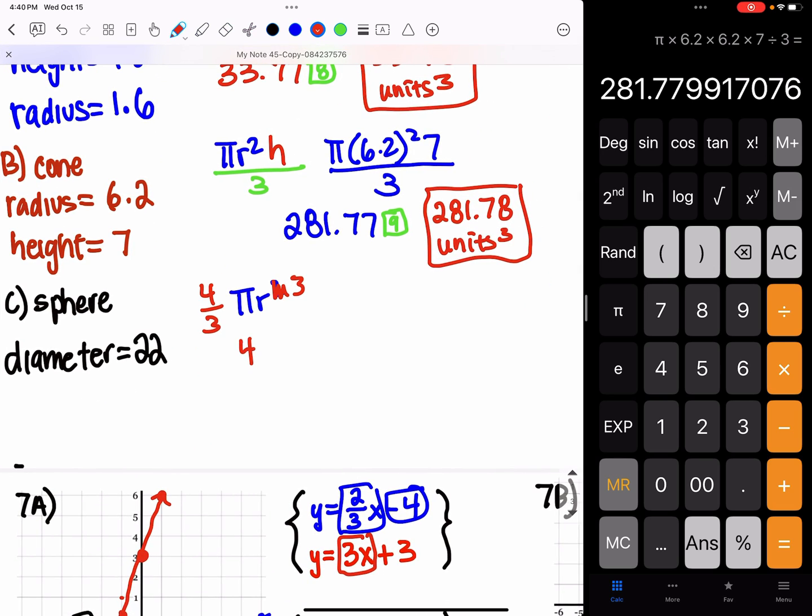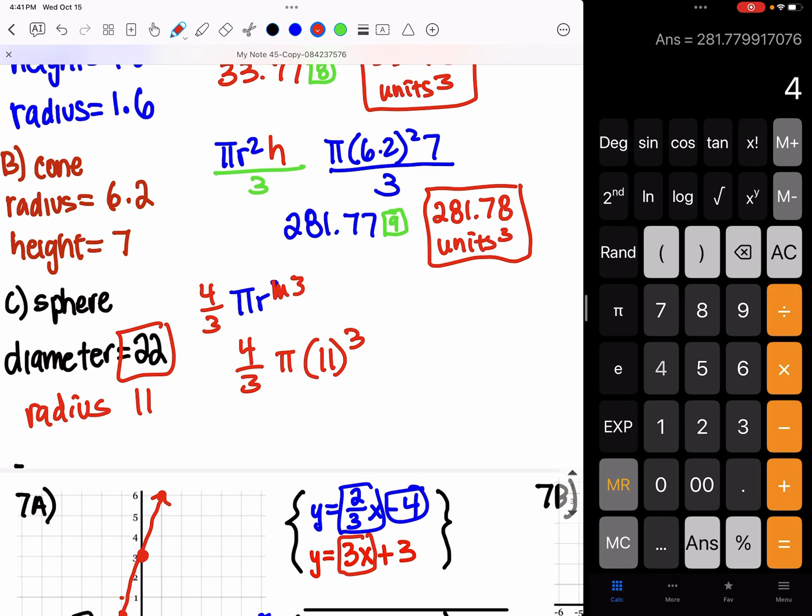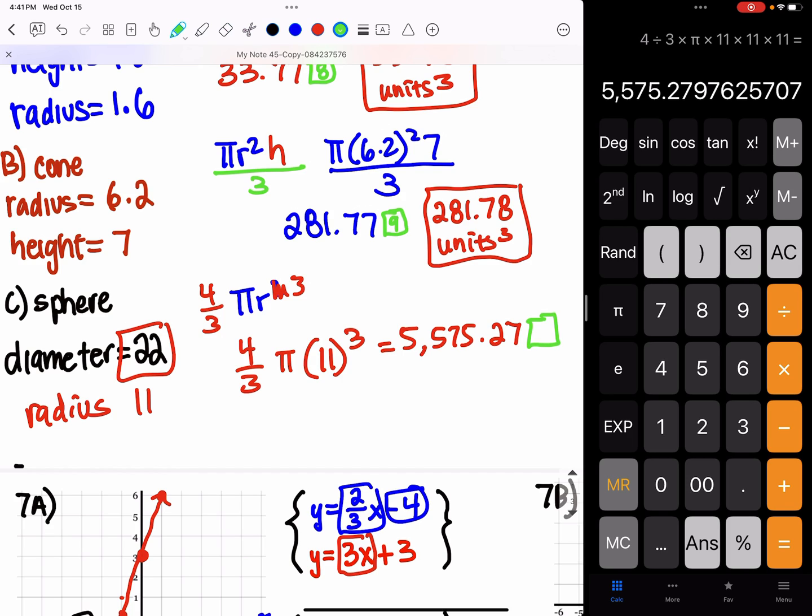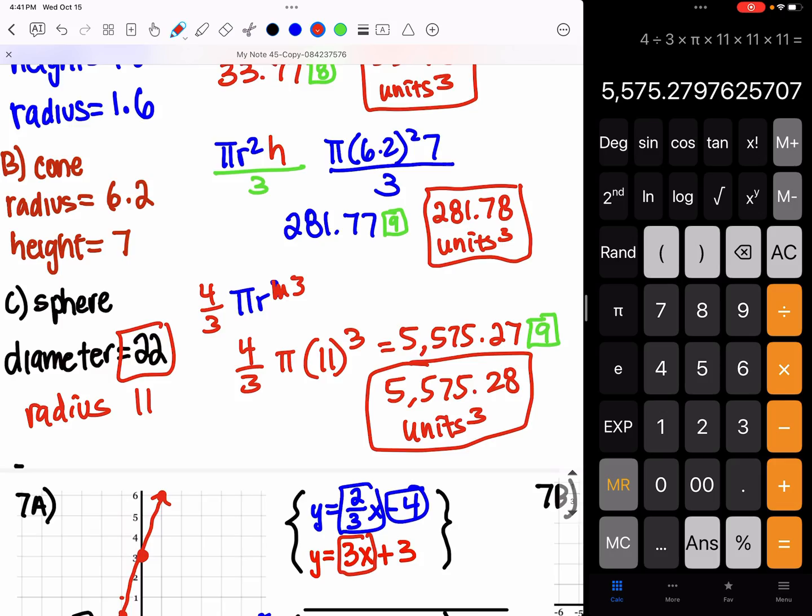This is going to be 4/3 times the pi button. The radius is not 22, it's 11. The radius is always half the diameter. So times 11 3 times. So let's do my calculator. 4 divided by 3 times the pi button times 11 times 11 times 11 is 5,575.27. But I always look at the next number to see if I have to round up. The next number that I don't use is a 9. Yes, I do have to round up, so this is 5,575.28 units cubed. There we go.